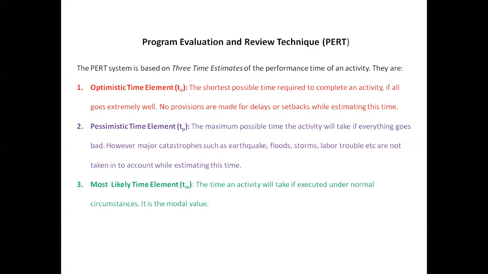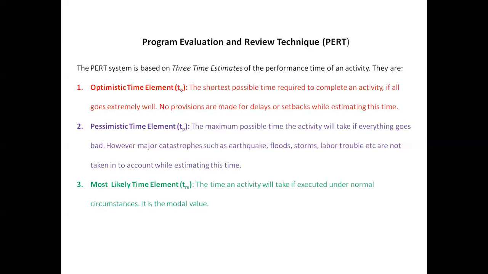This time element is fixed or estimated based on the performance of that activity in previous projects. Suppose the same activity has been performed many times in many previous projects. Based on the past data, the historical statistics, the most likely time element is fixed. So these three time elements are considered for each activity of a PERT. And based on these three time elements, the expected time will be calculated.